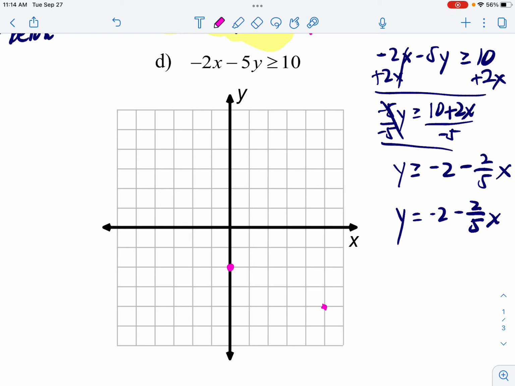All right, cool. There we go. So there's my line. Let's see where I'm going to shade, okay? So this line is the line where y equals negative 2 minus 2/5 x. We need y to be greater than or equal to this line. So we're going to shade above the line because y increases as we go up. So let's do that real quick.